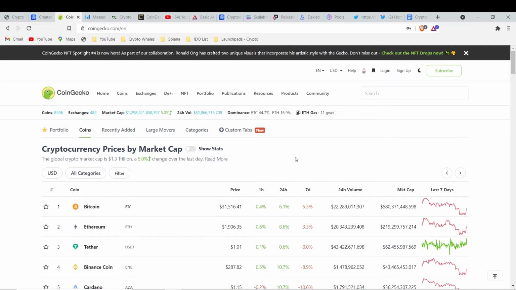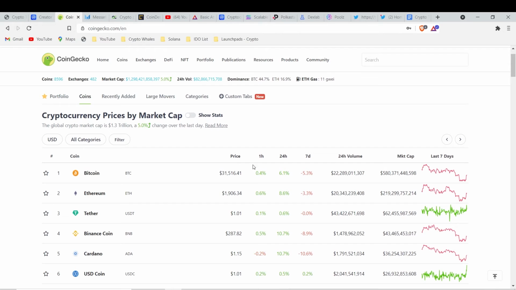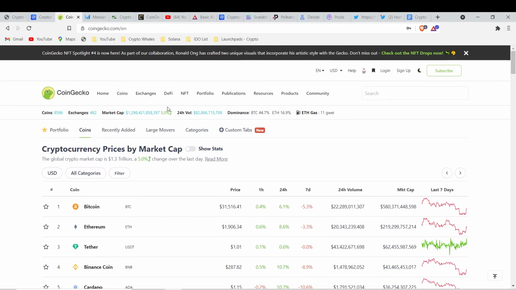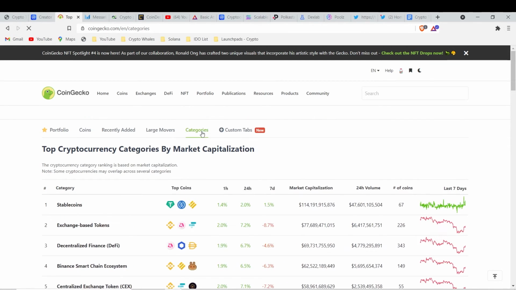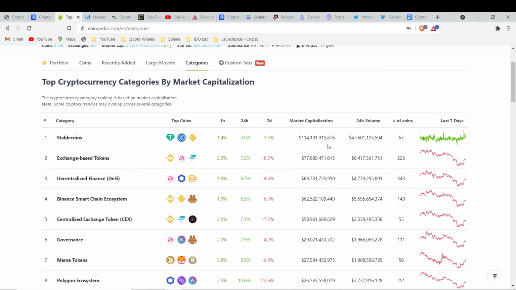Now, beyond that, very similar to CoinMarketCap, you can actually see price 1 hour, 24 hours, 7 days, very much like CoinMarketCap, right? The other part is you can also look at the different categories of cryptocurrencies, very much like CoinMarketCap as well. And when it comes to the other things that I like about categories within CoinGecko, is you can actually look at them by market capitalization.